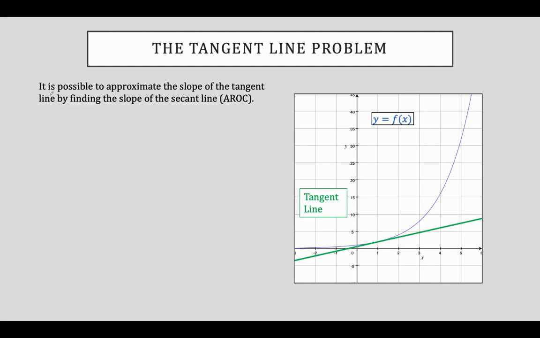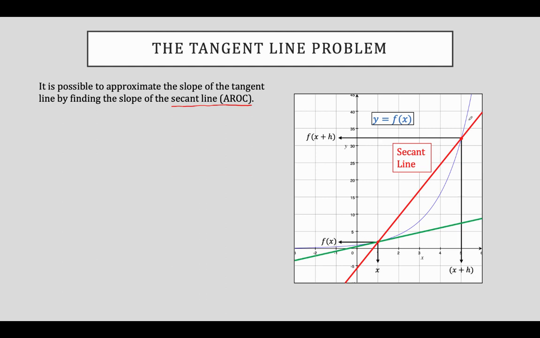Now, it is possible to approximate the slope of the tangent line by finding the slope of the secant line. We talked about slopes of secant lines at the beginning of the year. Another word for the slope of the secant line is the average rate of change on the interval. That's just the slope between 2 points of intersection of our curve. So here in red, I have a secant line. Notice that this secant line intersects our curve at 2 different points.